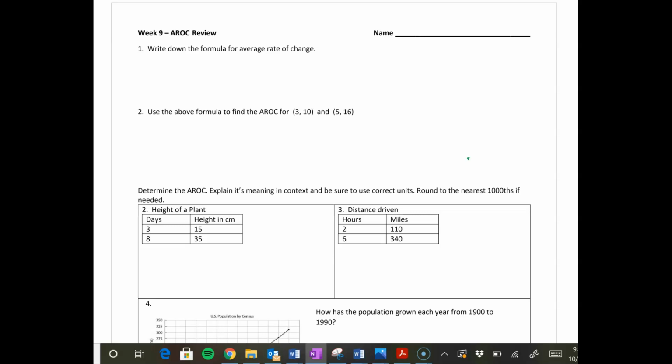So the first thing, I just want to remind you of the formula for average rate of change. It's just another word for slope again. And that's if you're given an X and Y coordinate. So you'll need 2 X and Y coordinates, and you will take your Y's and subtract them on top. And then in your denominator, you will subtract your X's, not add them.